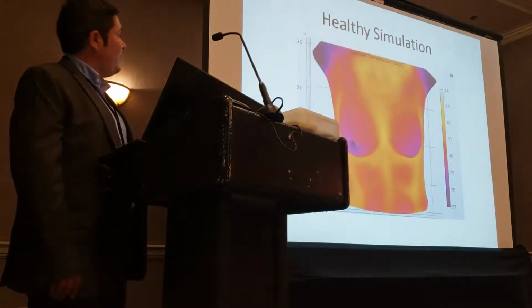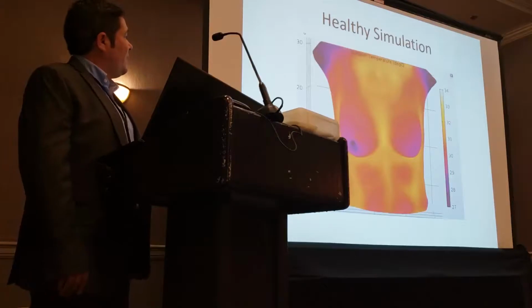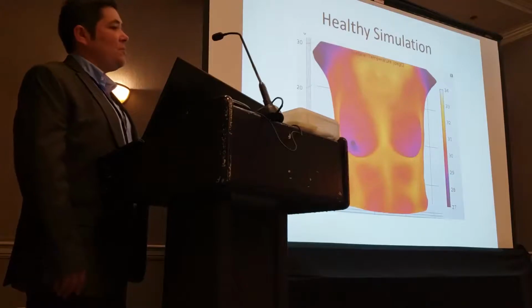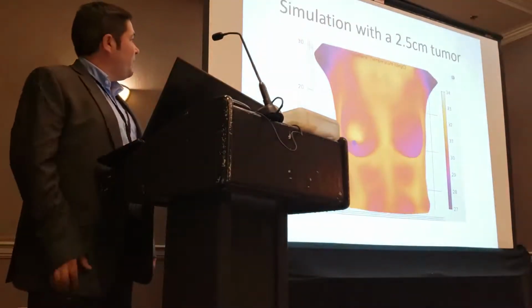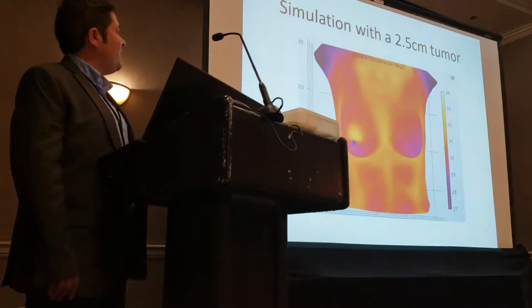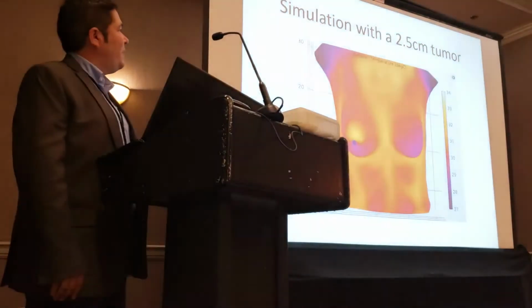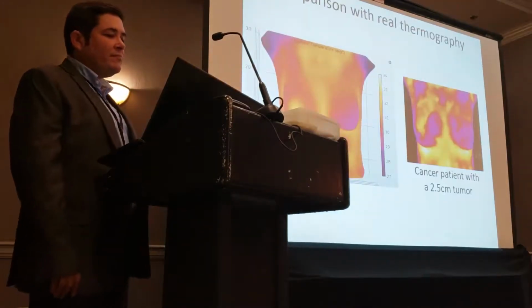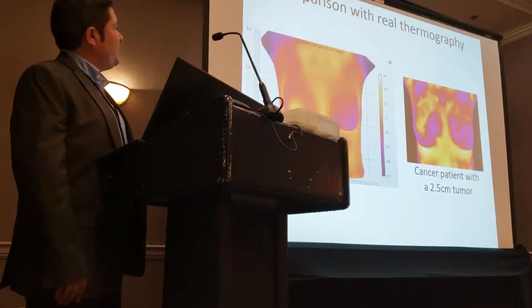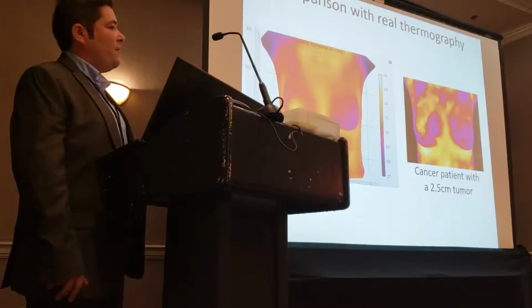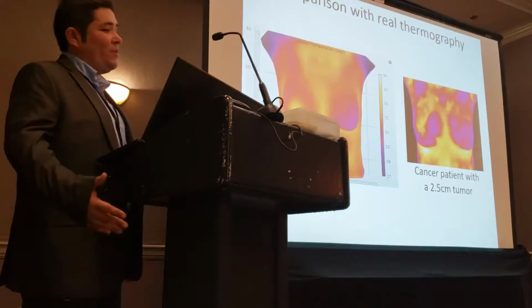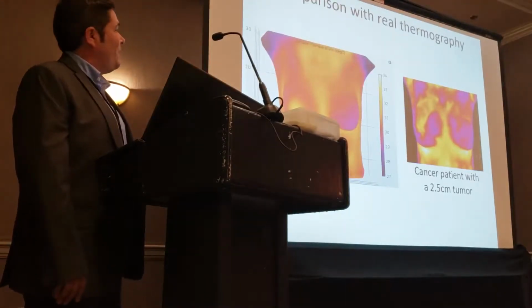So as you can see, in the case of a healthy person with this torso, you had this type of temperature profile. If we put a 2.5 centimeter tumor on the right breast, you can see the increase in temperature in this case. And if we compare the temperature simulations with the actual temperature pattern taken with an infrared thermal camera, you can see there's kind of a resemblance. So here's where the future work comes into play.